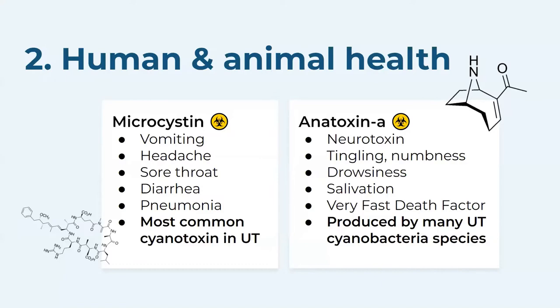Then anatoxin is another toxin that has potential to be produced by many Utah cyanobacteria species. And this is the scary one. It's a neurotoxin, so it targets the neurologic system. So it can result in things like tingling, numbness, drowsiness. And anatoxin is also known as very fast death factor because at high enough doses, it can be lethal almost instantaneously. And so this is why we call them harmful algal blooms, because there is the potential to produce these really, really dangerous toxins.